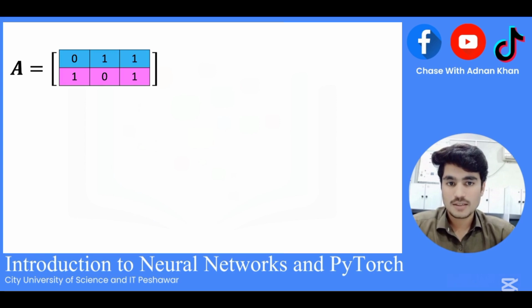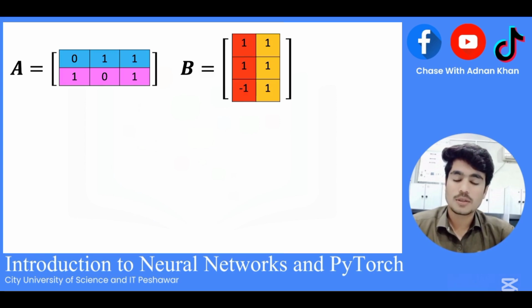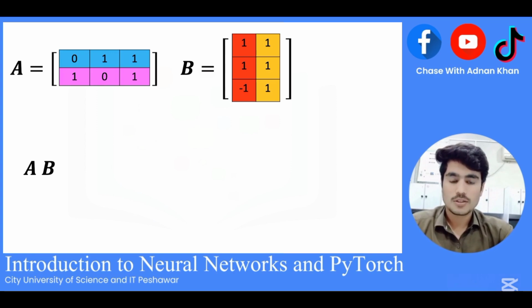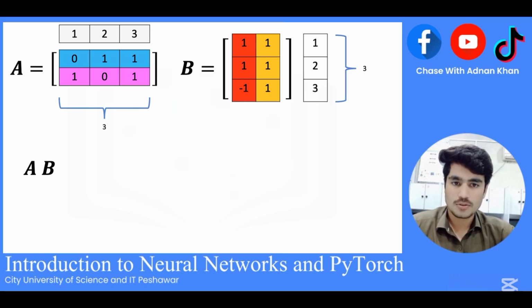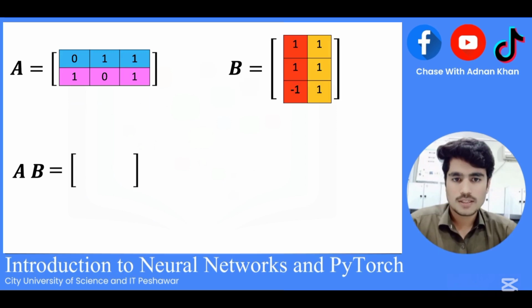Consider the matrix A, where each row is a different color. Also consider the matrix B, where each column is a different color. According to the rules of linear algebra, before we multiply matrix A by matrix B, we must make sure that the number of columns in matrix A, in this case 3, must be equal to the number of rows in matrix B, in this case 3. To obtain the ith row and jth column of the new matrix upon multiplying A and B, we need to take the dot product of the ith row of A with the jth column of B.